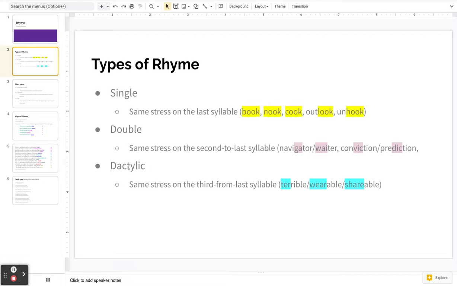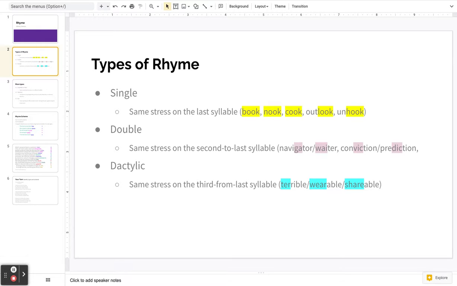Okay. And then a dactylic is the same stress on the third from last. So terrible, wearable, shareable. So it has to have at least three syllables, and it's the third from last. So a and bull are two syllables, and this is the third syllable before that. So one, two, three. That third syllable is where you put the stress. So that's dactylic.